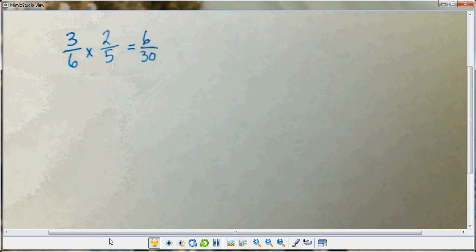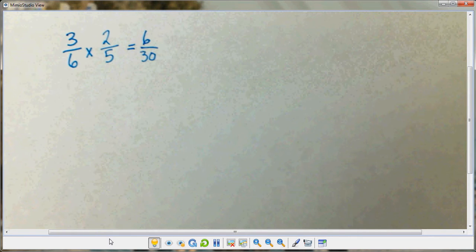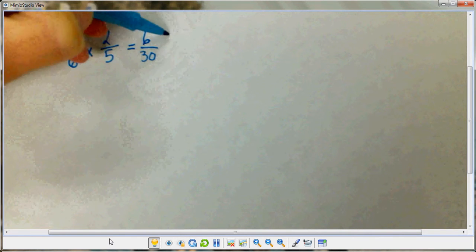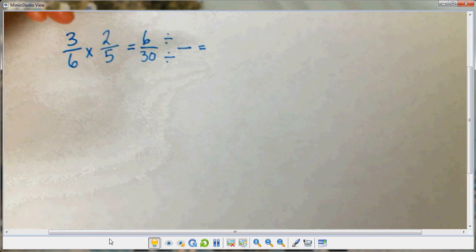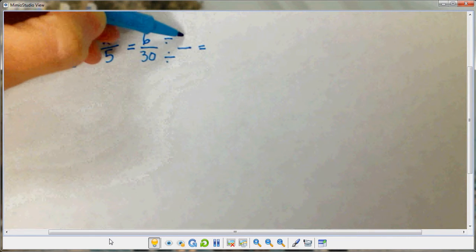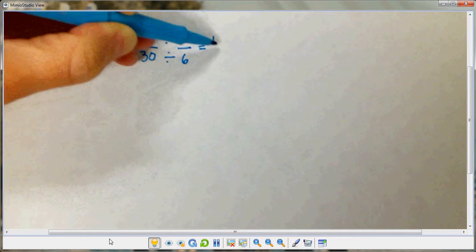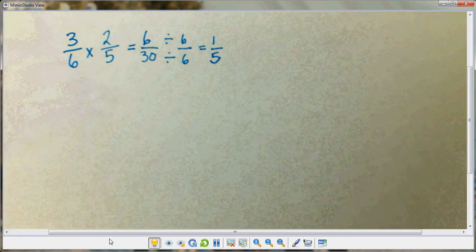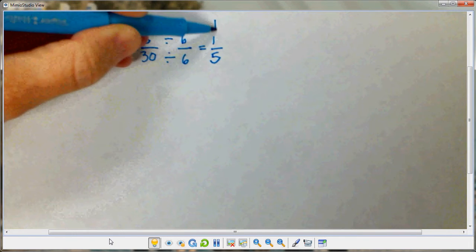And that's your answer. It may or may not ask you to reduce this, which we have done in earlier chapters. And if it does ask you to reduce it, you would divide the top and the bottom by their greatest common factor, which in this case would be 6. So 6 divided by 6 is 1, and 30 divided by 6 is 5. So the final answer, reduced to simplest form, would be 1/5.